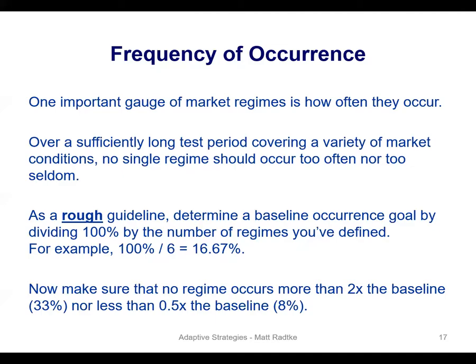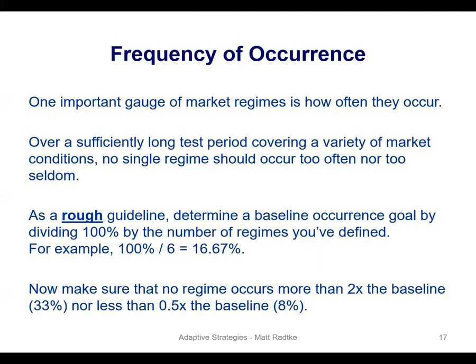So as a very rough guideline, you can take the number of regimes that you have and divide that into 100% and say, okay, that's about how many in an ideal world I would like to see of each market regime. So if we have 6 different regimes, that says that each one should take a little bit under 17% of the total number of days in our testing period, our evaluation period.